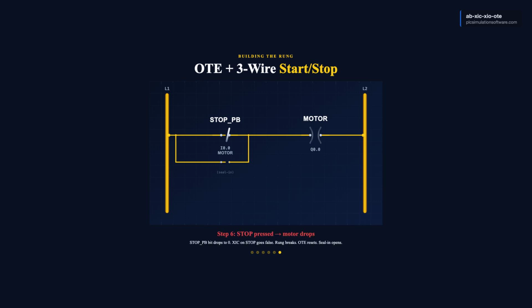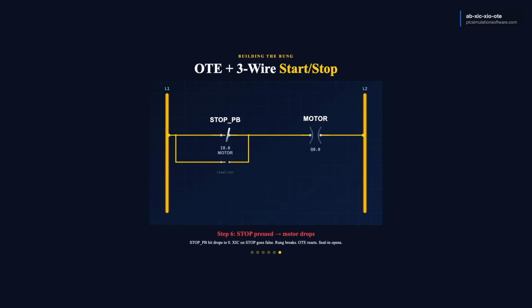Pressing stop drops stop_PB to 0. The series section goes false. Rung continuity breaks. The OTE resets. The contactor drops. The seal-in contact opens. The rung delatches cleanly. That is the complete 3-wire circuit in AB ladder logic. The shared LadderRung component in the browser simulator animates every stage. Placing the contacts, closing start, watching the rung energize and the seal-in latch, then pressing stop.